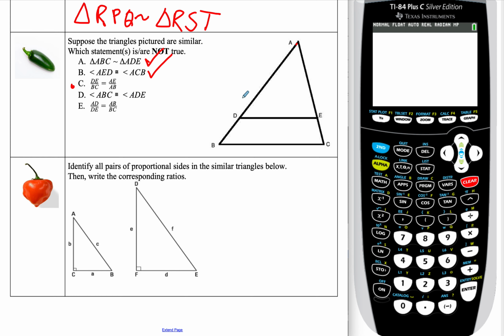So now, is ABC congruent to ADE? Yes, they're corresponding. Is AD to DE as AB is to BC? Yes, they are. So here's the thing with similarity. You have proportionality between corresponding sides, but also if I take the ratio of any side to another side in the same triangle, that ratio has to hold between the corresponding sides of the similar triangle. So for example, here's two similar triangles. The ratio of this side to this side is also equal to the ratio of this side to that side. So the statement that is not true is C.